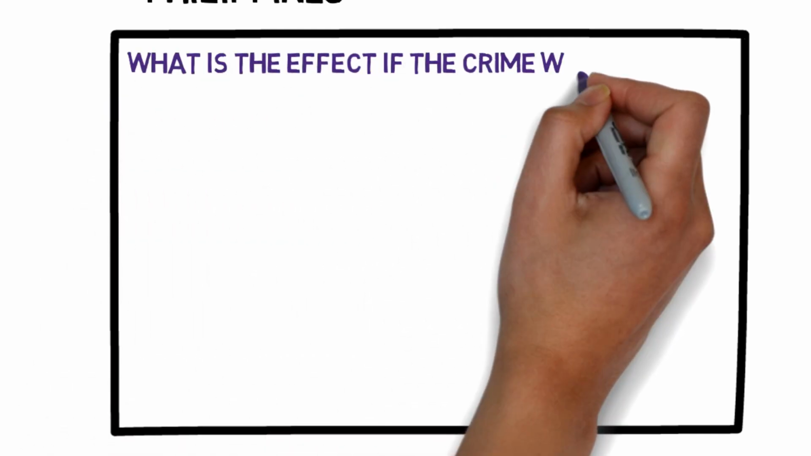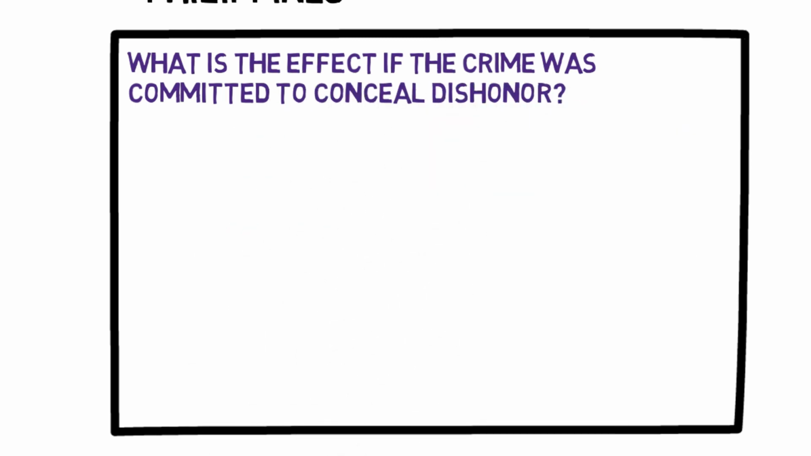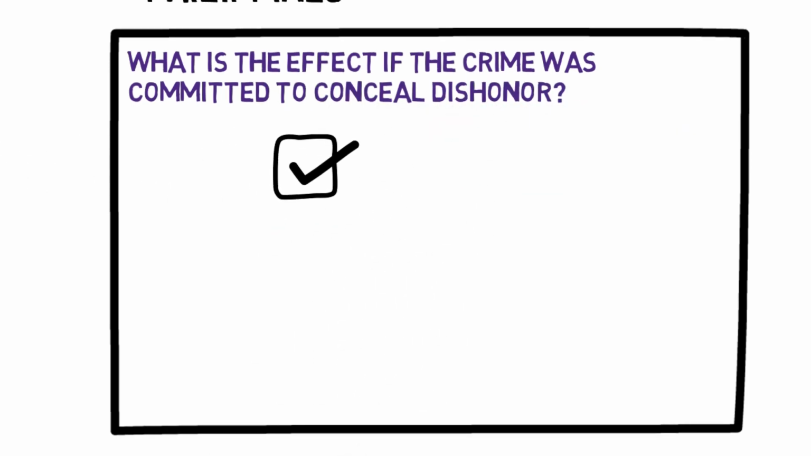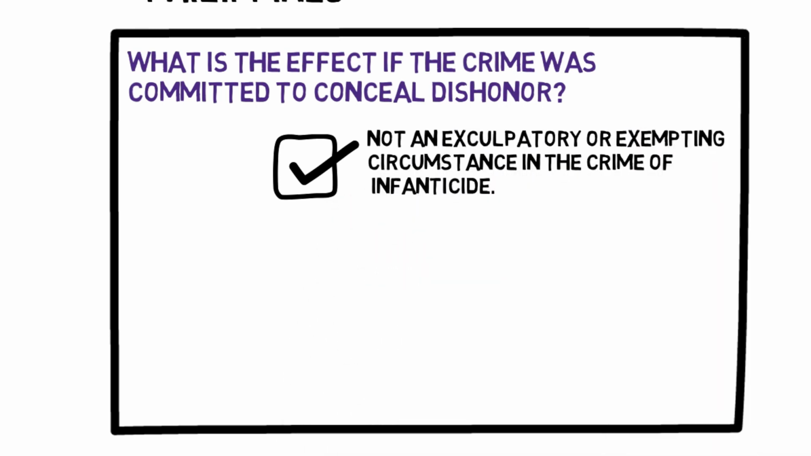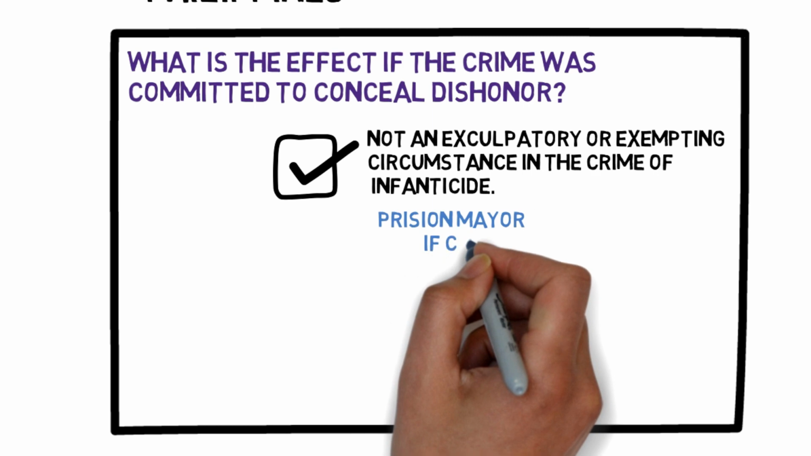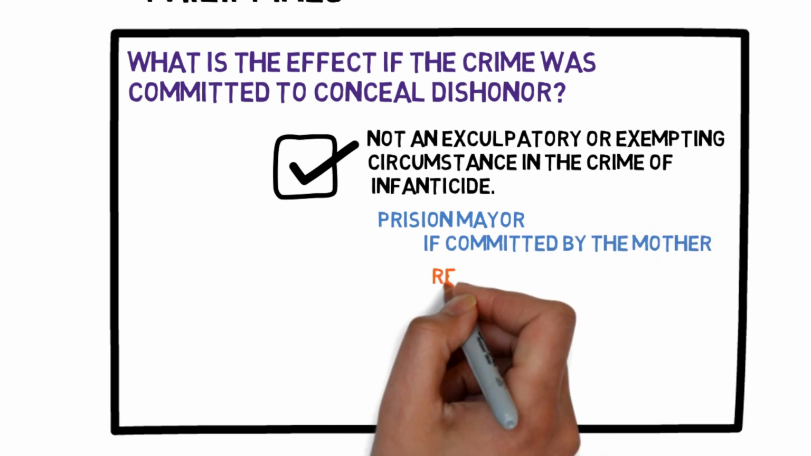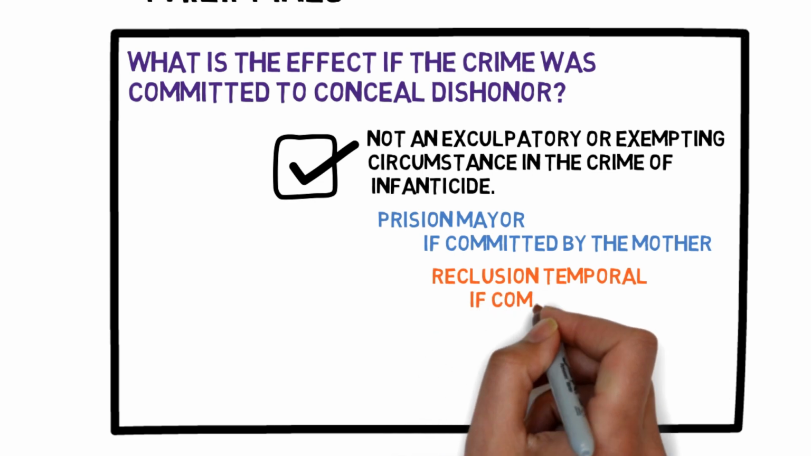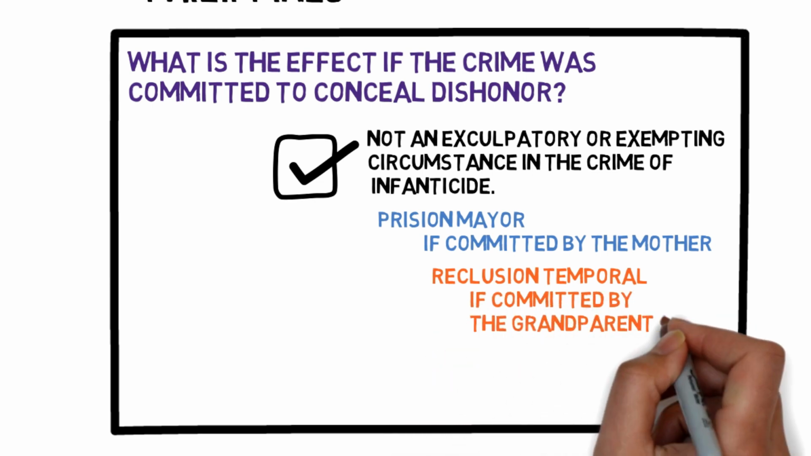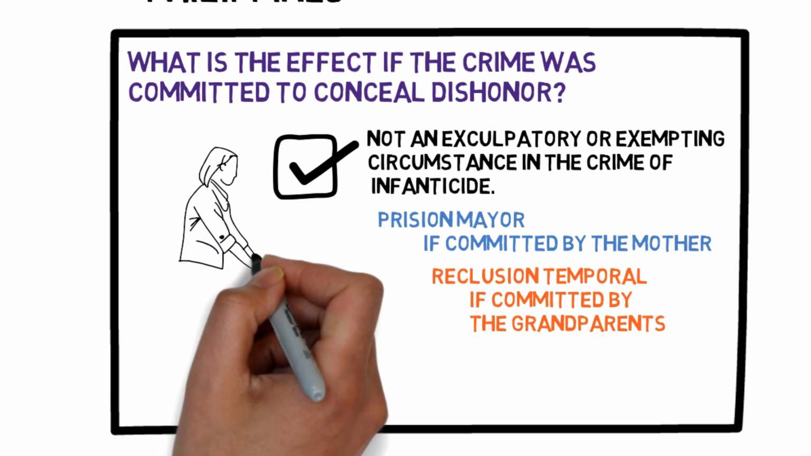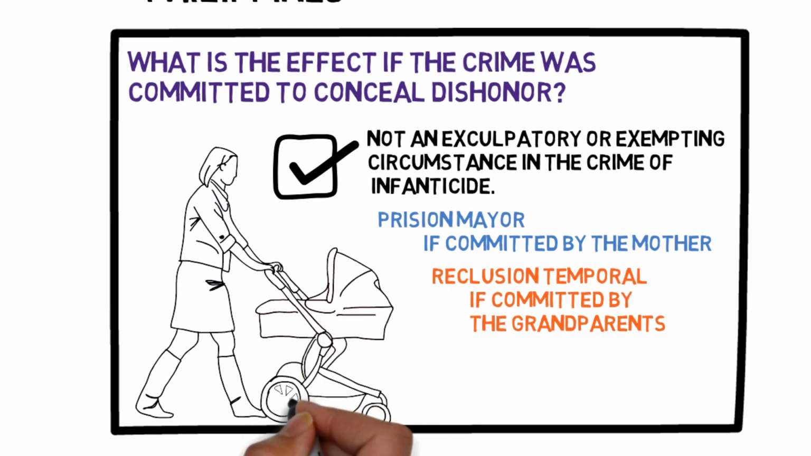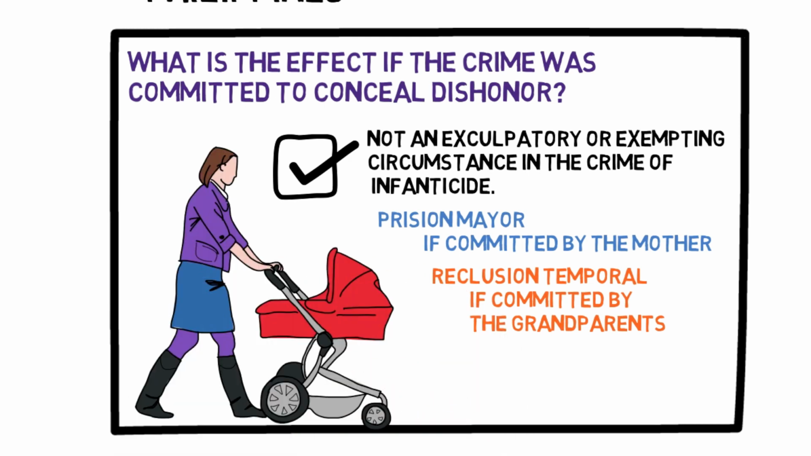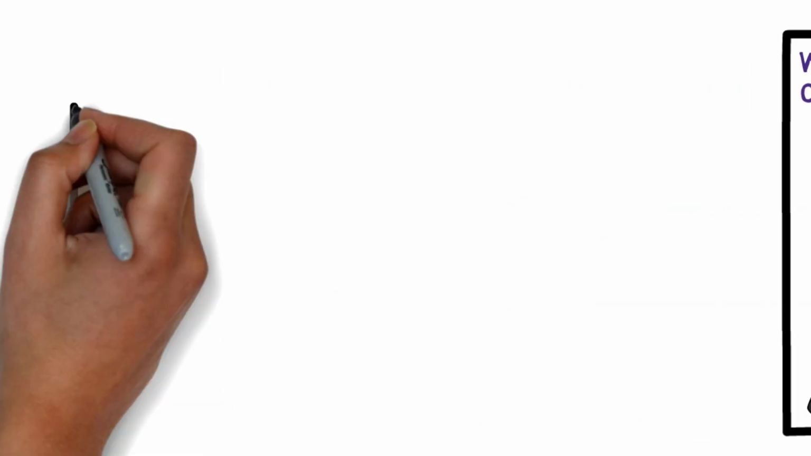What is the effect if the crime was committed to conceal dishonor? Concealment of dishonor is not an exculpatory or exempting circumstance in the crime of infanticide. It merely lowers the penalty to prisión mayor if committed by the mother or reclusión temporal if committed by the grandparents. Only the mother and maternal grandparents of the child are entitled to the mitigating circumstance of concealing dishonor. However, the mother who claims concealing dishonor must be of good reputation.